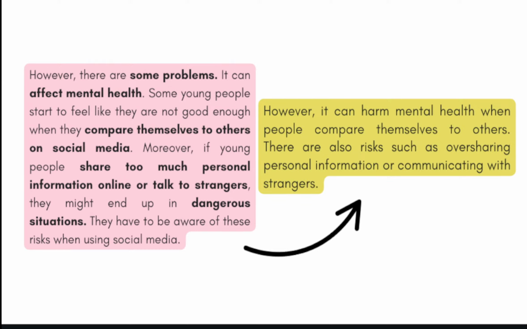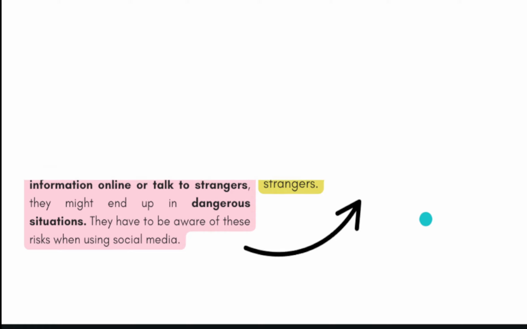So notice how I used here the word oversharing, which means sharing too much. The original passage uses dangerous. I selected the word risks, okay? So it is dangerous. It means that there are risks. And I used communicating with strangers, okay? So I was able really to select the important information and put it in my paragraph in a very smooth and clear way. Now let's see both of them together.